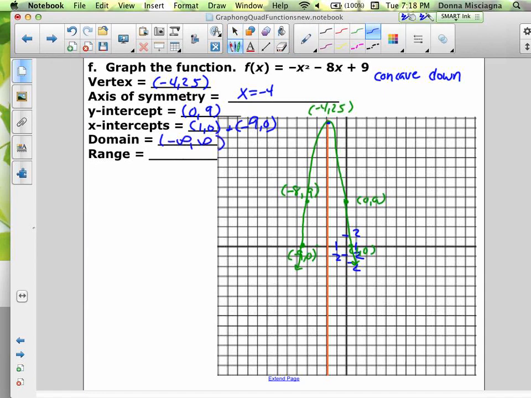is negative infinity to infinity. The range, you look to your vertex. It's concave down, so the ends are going to go all the way to negative infinity. The high point, because when you look at the vertex, make sure you take the y, because the range is y. So domain is x, range is y. The greatest y value the parabola reaches is 25, and we use a bracket because it does go through 25. That's the end of this podcast.